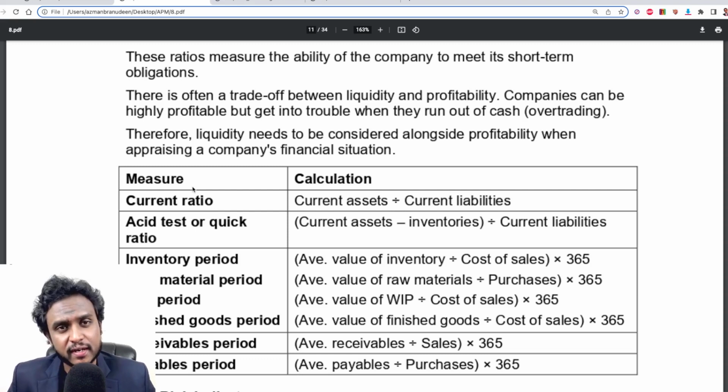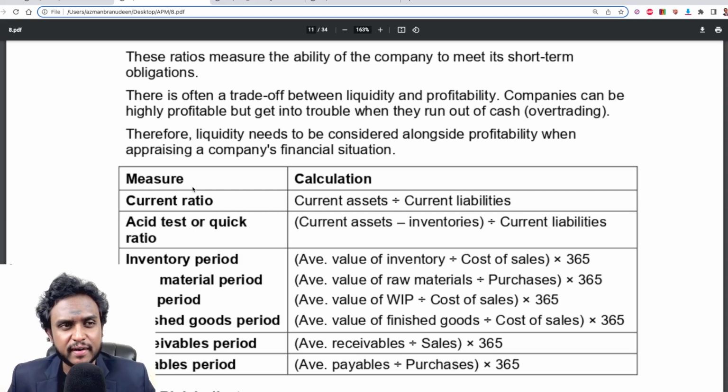So you have ratios like the current ratio, current assets over current liabilities, the acid test, taking out inventory, inventory period, raw material period, work in progress period, finished goods period. So all of that, receivables period and payables period.